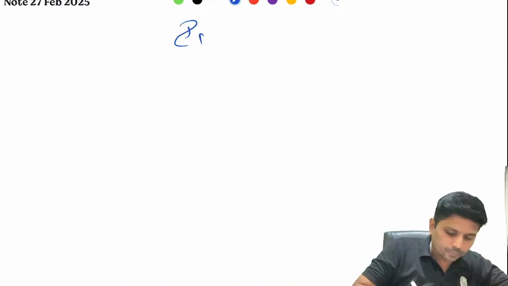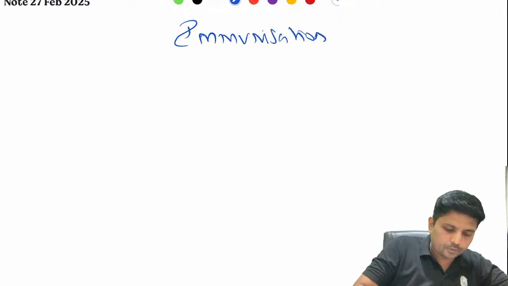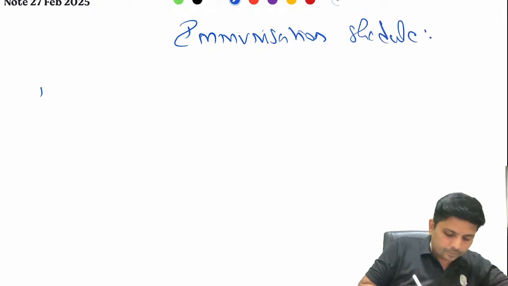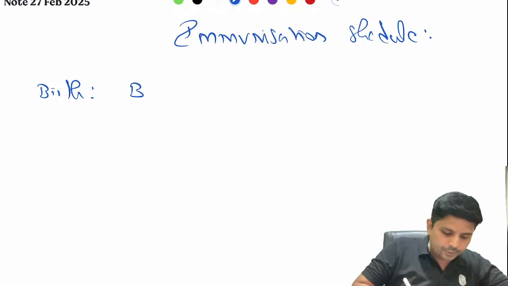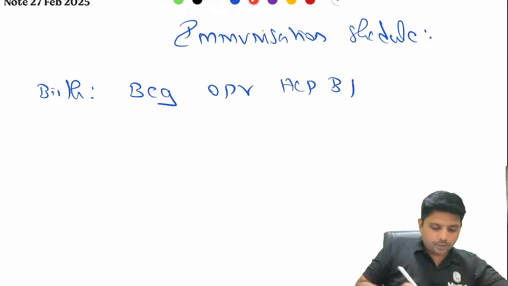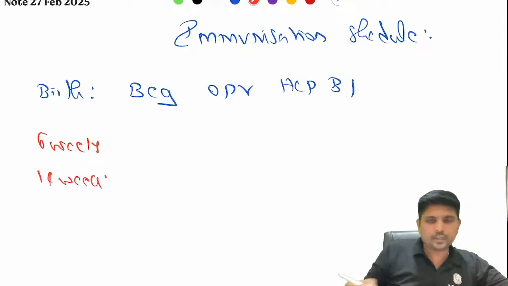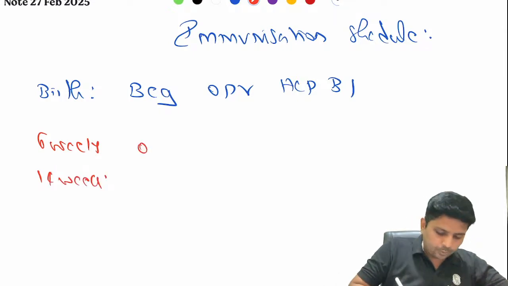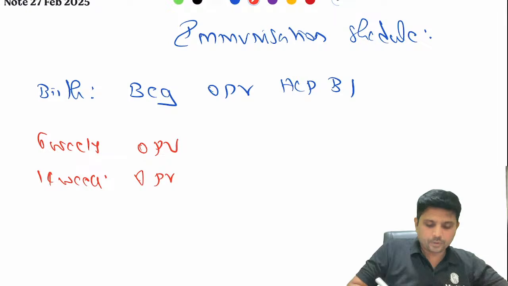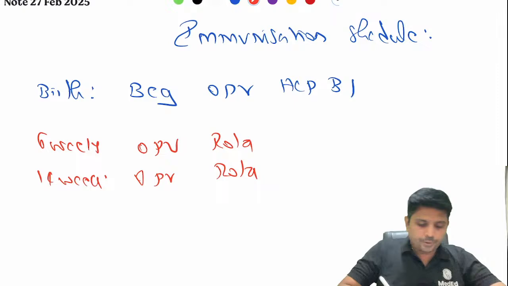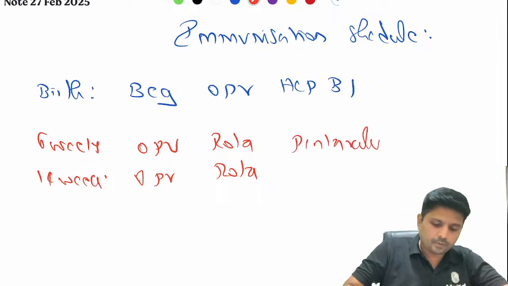Very, very important: immunization. At birth, you give BCG, OPV, hepatitis B. At 6 weeks and 14 weeks, you give OPV, you give rota, you give pentavalent.